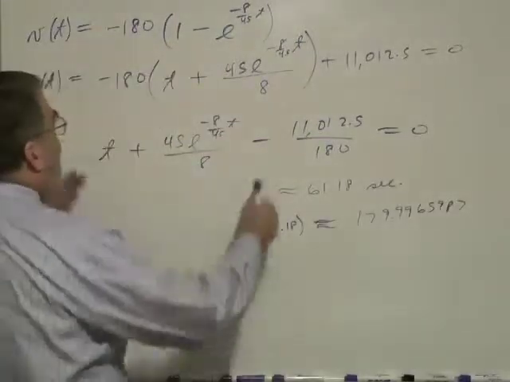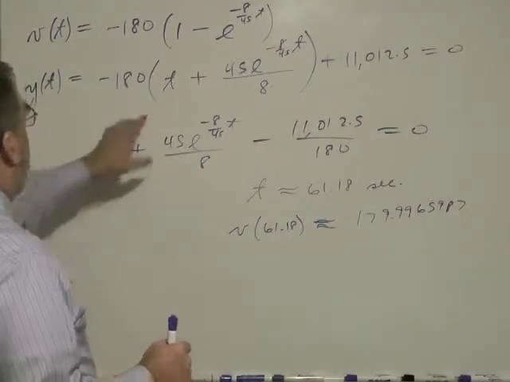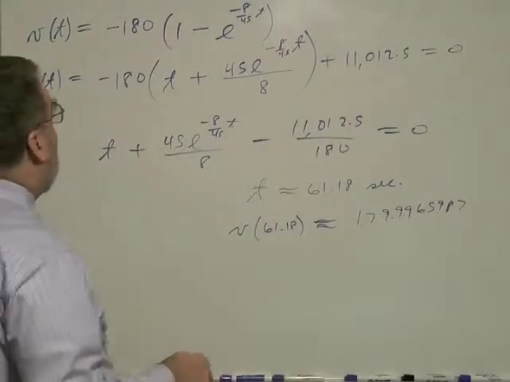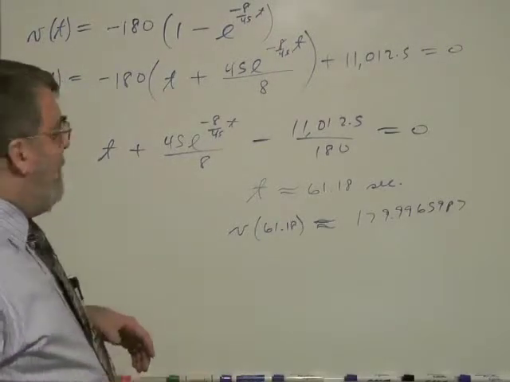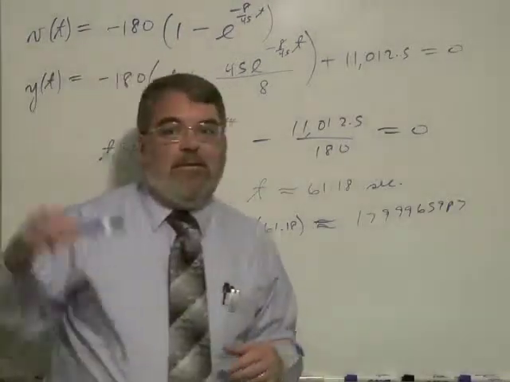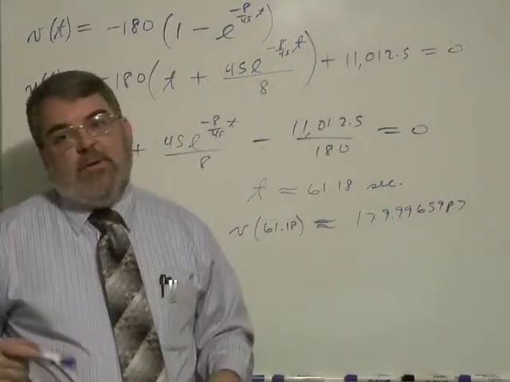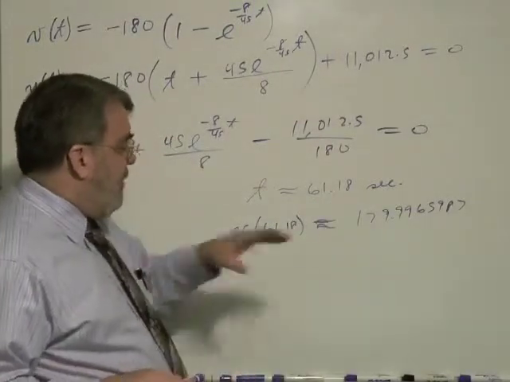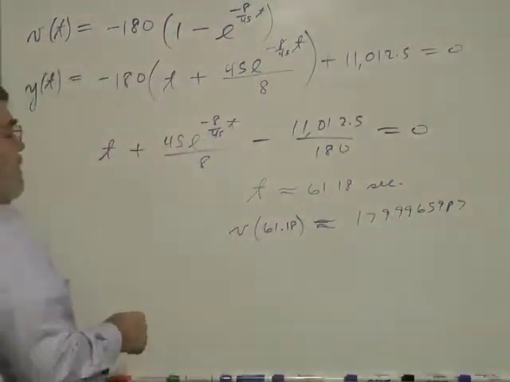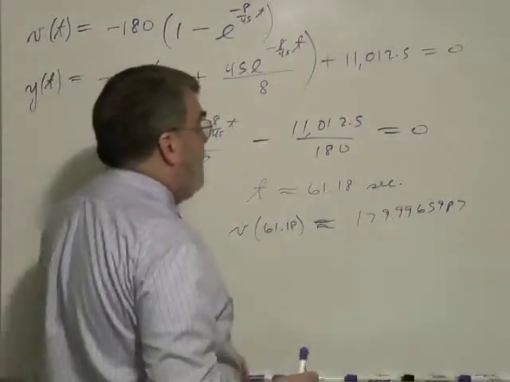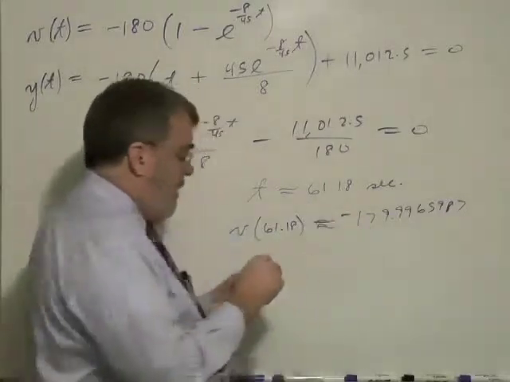So I plugged this function into my graphing calculator, using x instead of t, and I graphed it, and after some effort I zoomed in and found that the free fall from 10,000 feet before he hits the ground is about 61.2 seconds. I got as close as I could within reason, and I plugged that into the velocity, and the velocity was just about 180. So actually negative 180.